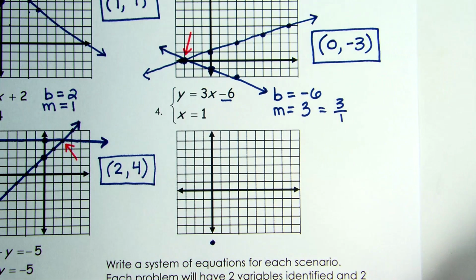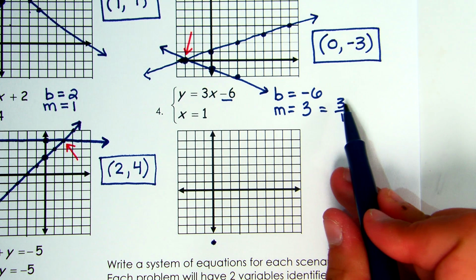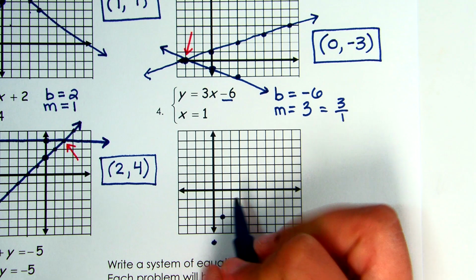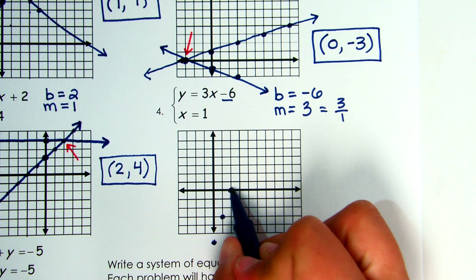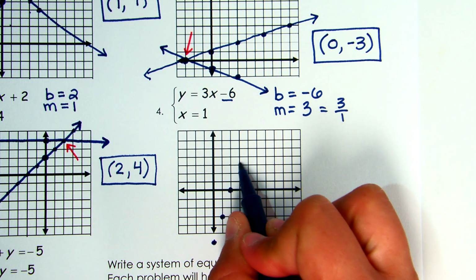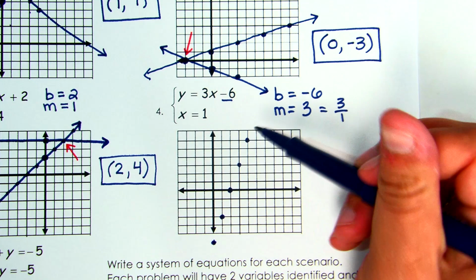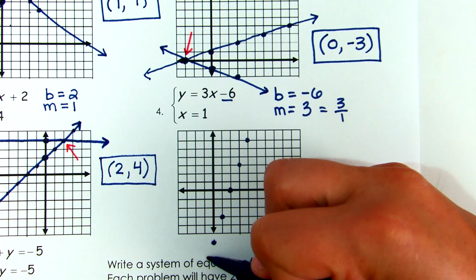That's okay. I'm going to go up 3 because it's positive, and to the right 1. Up 1, 2, 3, right 1. Up 1, 2, 3, right 1. I'm going to continue until I get to the edge of my graph, and then I'm going to connect my points.